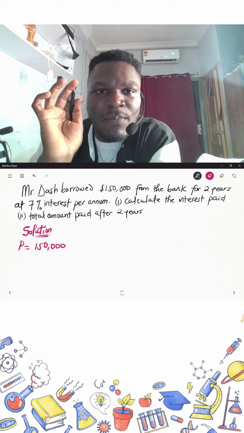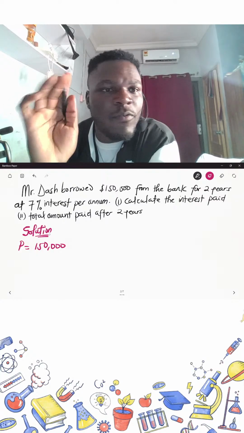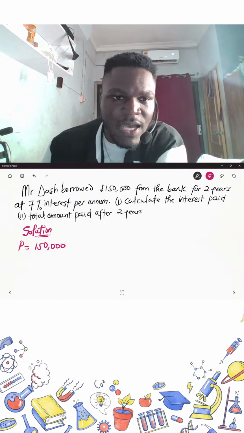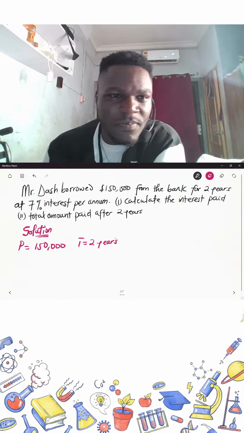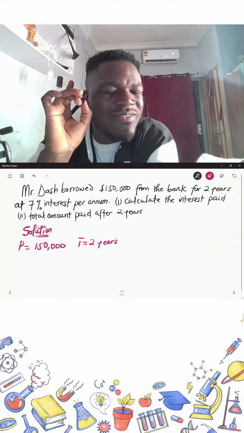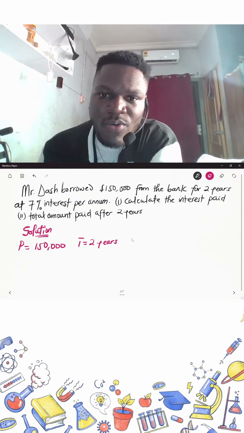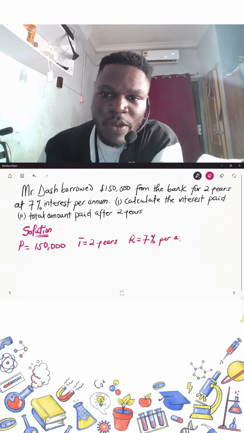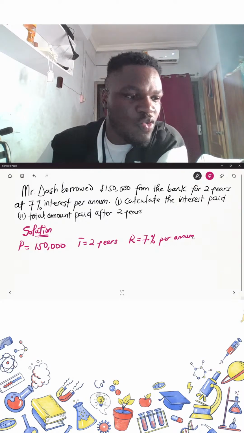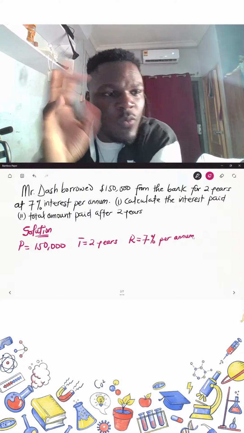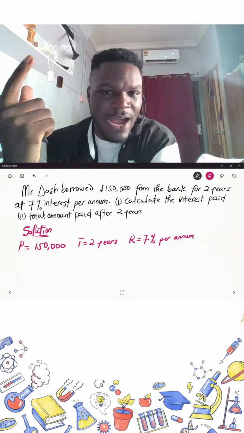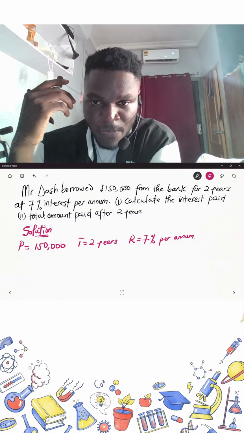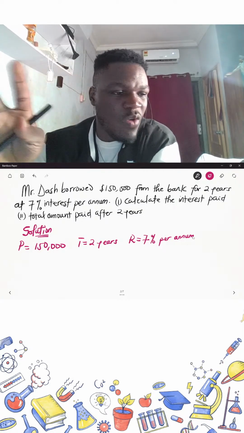Now, they say he borrowed 150,000 from the bank for 2 years. Okay, for 2 years. It means that the time is 2. And then at an interest rate of 7% per annum. So our rate here, or our R, is 7% per annum. Okay, or per year. That is what per annum means. So at this point, we've identified our principal, our time, and our rate. So it becomes very easy for us to go ahead and solve the problem.